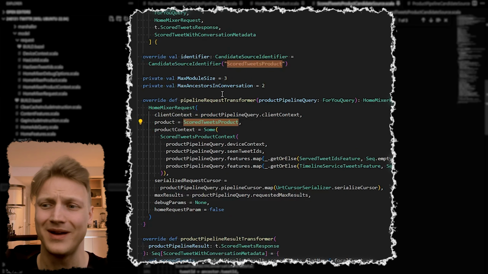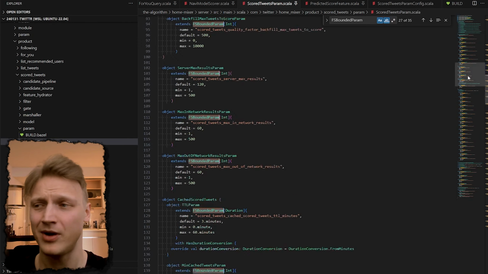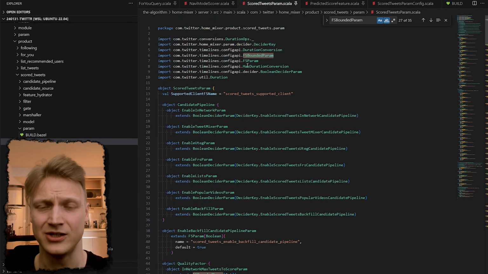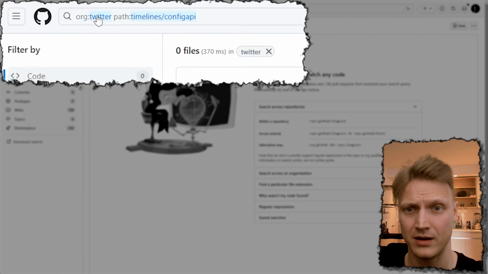Interestingly, there's also a parameters file for the scorer containing all of the weights used in the final scoring function. But unfortunately, as I've been able to confirm, these parameters are in fact controlled externally using the so-called config API service, the code of which they have forgotten to share with the world. I haven't been able to detect it in the entire Twitter org on GitHub.